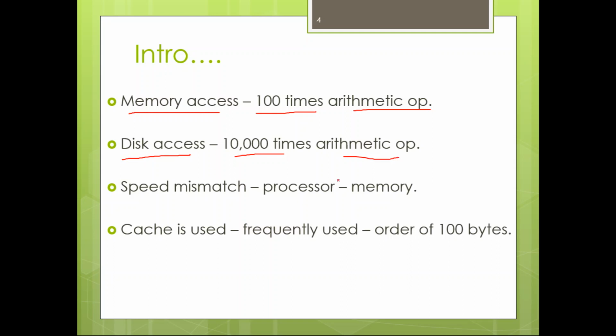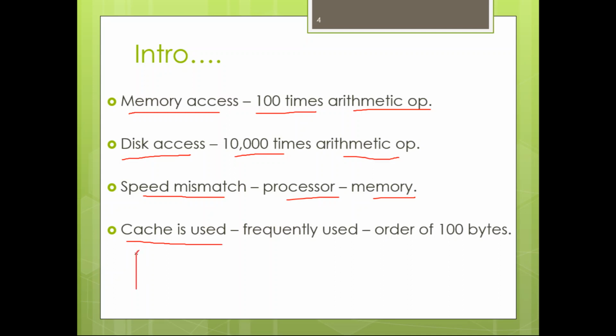So why is this happening? Why does it take 100 times that of an arithmetic operation to access a memory location? Because there is always a speed mismatch between the processor and the main memory. The processor works at a very high speed, but the main memory cannot cope with that speed. Because of that, another high speed memory is introduced between the processor and the main memory, and this memory is called cache.